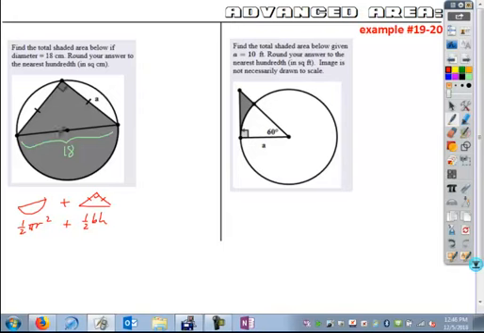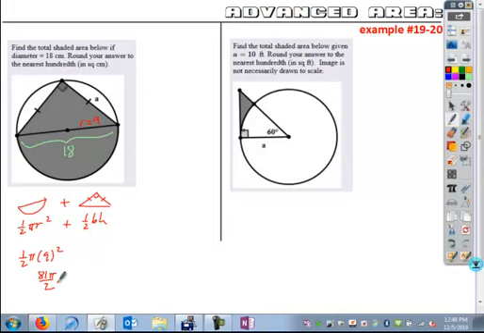And so if I know that this whole length is 18, what I can do is I can find my radius of the semicircle first. It's half of that. So I can fill this in: 1/2 of pi 9 squared. Or in this case, 81 pi over 2. So there's my semicircle portion.